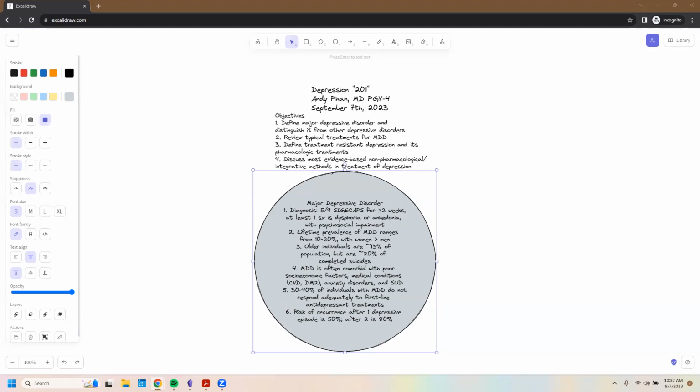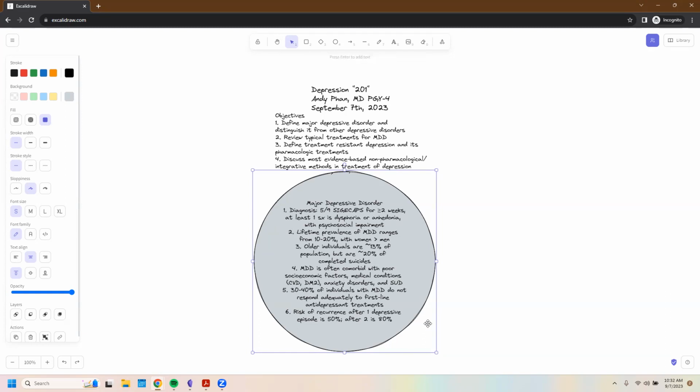That's a lot of people, y'all. That's like 1 out of every 5, 1 out of every 6 people that y'all see will have at least one major depressive episode in their life. Older individuals are 13% of the population, but are actually 20% of completed suicides.